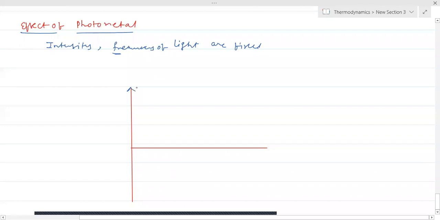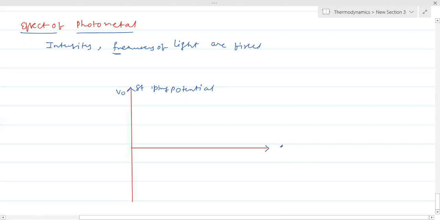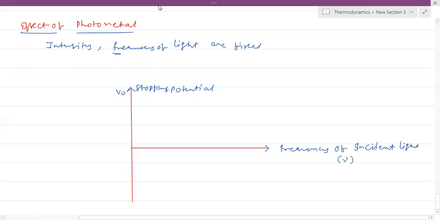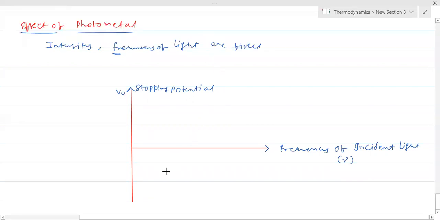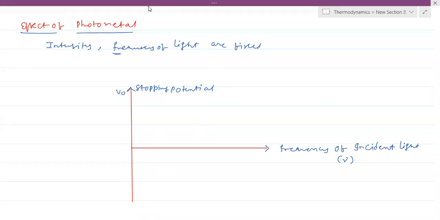Okay, this is stopping potential V0. On the x-axis, we are taking the frequency of incident light. Now we will see the nature of the graph.